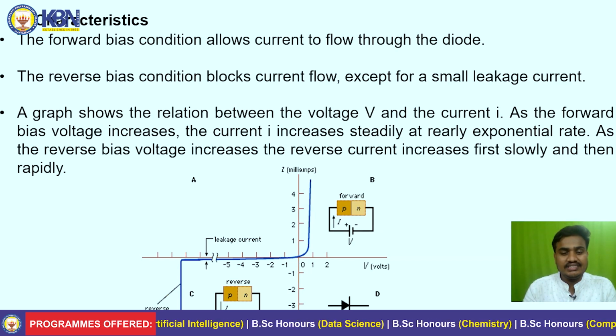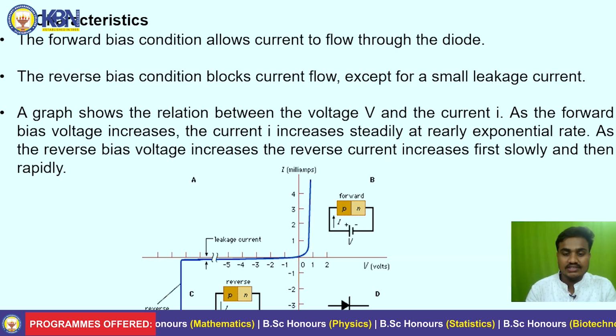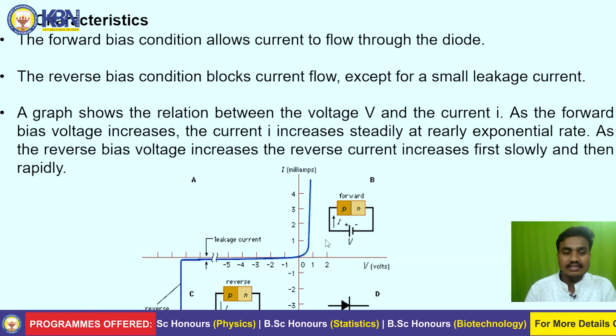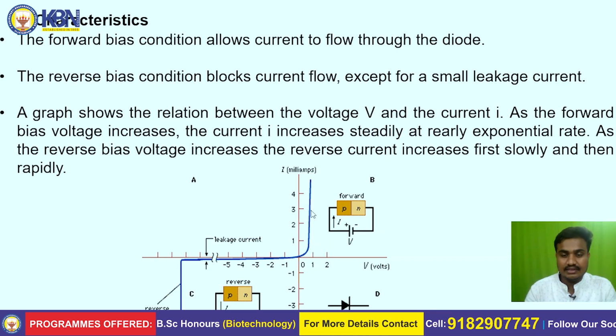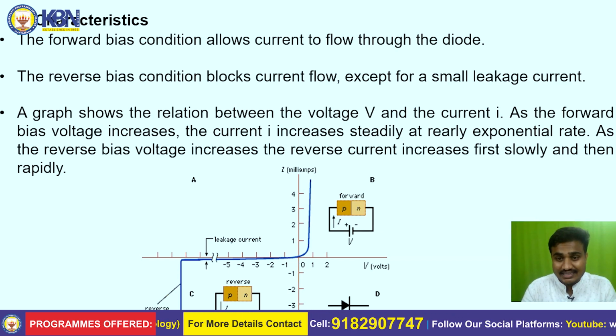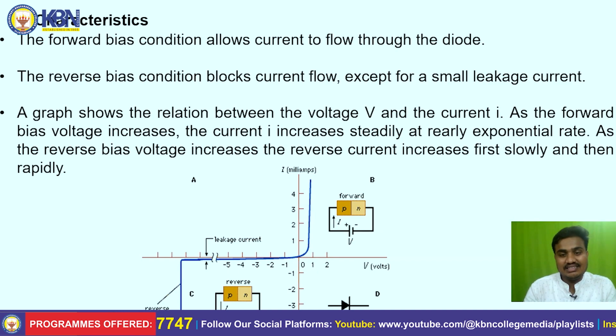Here you can see the graph drawn by plotting the voltage along the x-axis and the current along the y-axis. The graph shows the relation between the voltage and current. As the forward bias increases, the current increases steadily at a nearly exponential rate. Whereas in reverse bias, as the voltage increases, the reverse current increases slowly at first, then it drops suddenly.